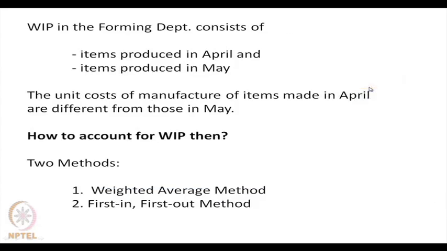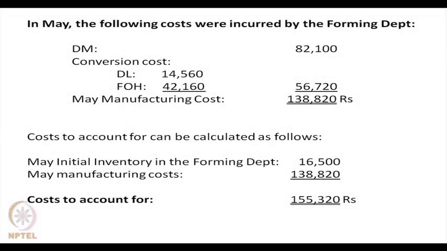Now, let us look at this figure. The costs in the month of May that were incurred by the forming department were as follows. The direct material cost was rupees 82,100, direct labor was 14,560, factory overhead was 42,160. So, totaling, the conversion cost was 56,720. The May manufacturing cost was the sum of these two, which came to 138,820 rupees.